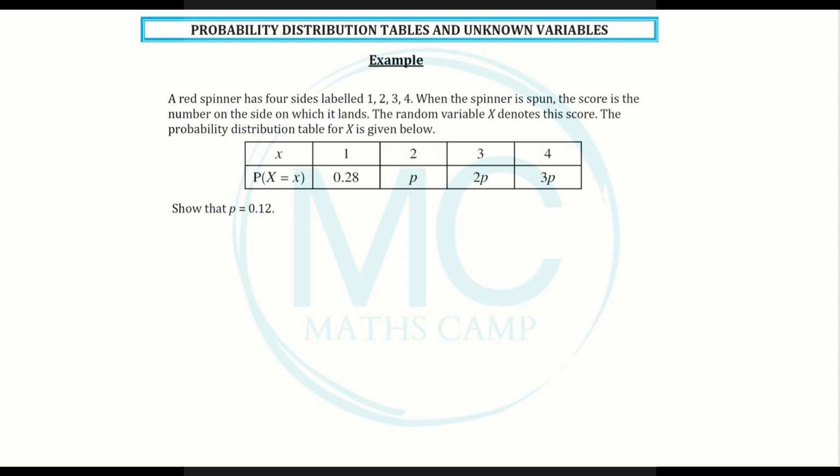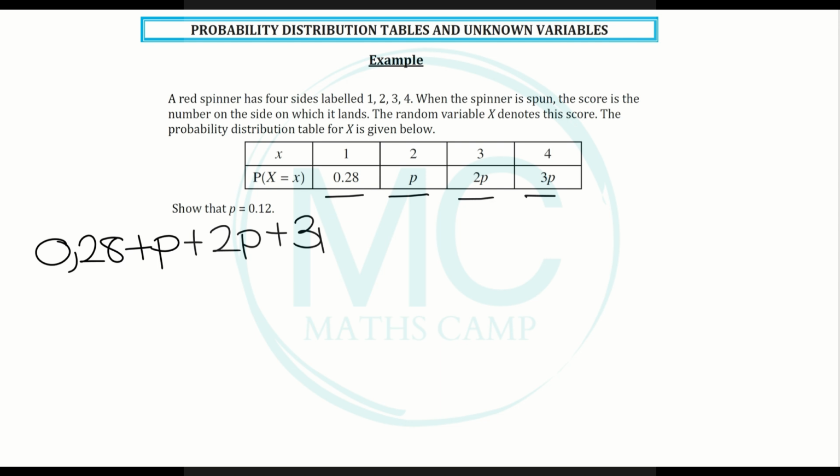Now we know that if we add all of these probabilities together, we get a sum of 1. And we can use this to create an equation. I can say that 0,28 plus p plus 2p plus 3p is equal to 1. And now I can solve for p.